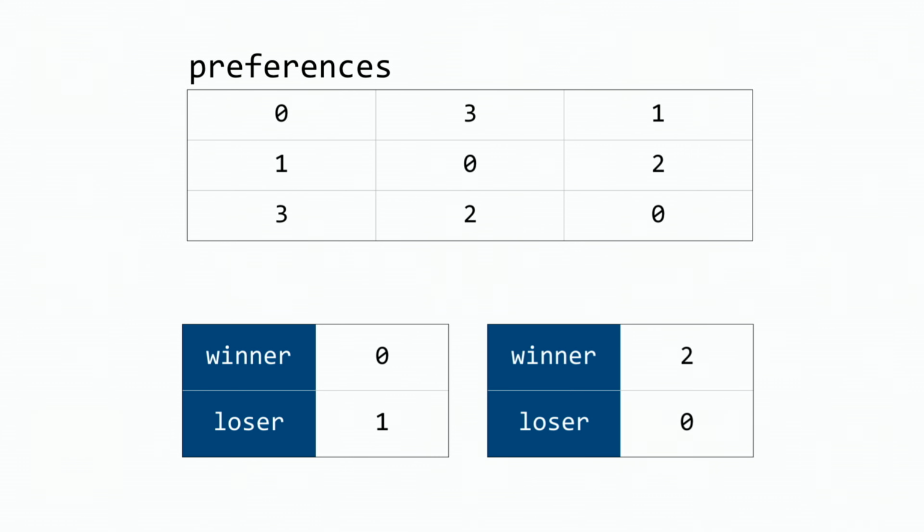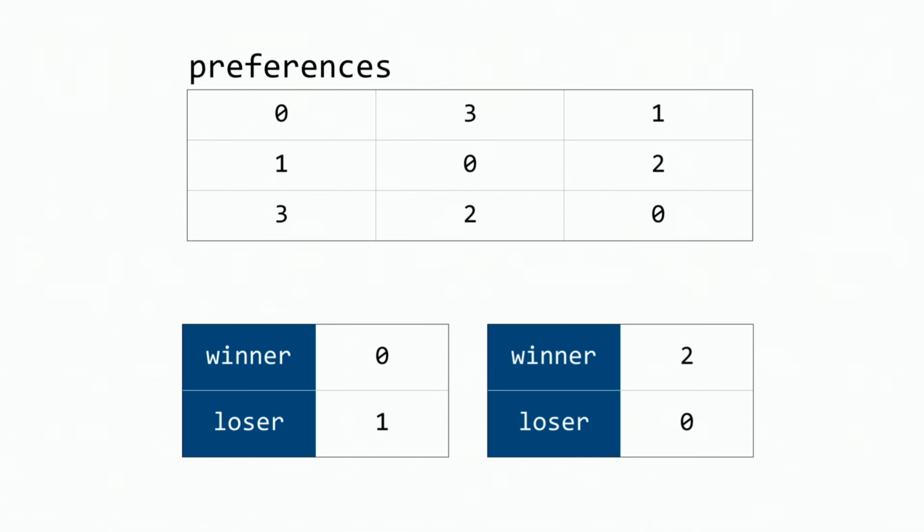And we could come up with the second pair as well, where candidate 2 is the winner in a pair between candidate 2 and candidate 0, because 3 people prefer candidate 2, and only 1 person prefers candidate 0. Between candidates 1 and 2, though, it's a tie. They each have 2 votes, so neither of them is going to be declared a winner, and we're not going to create a pair for them.